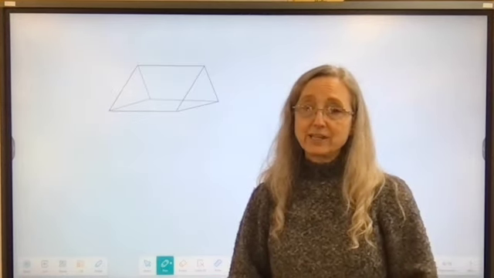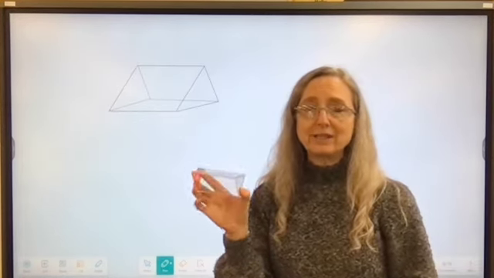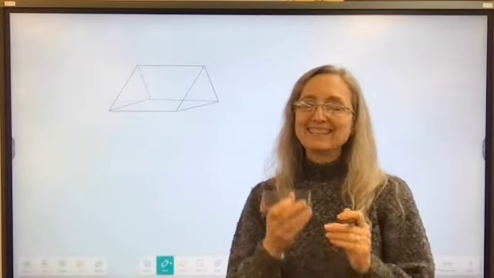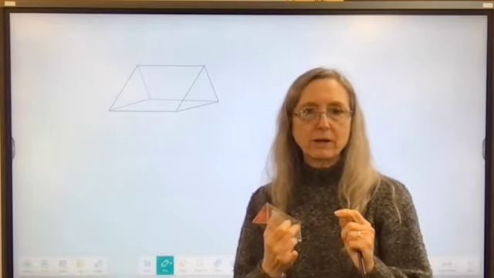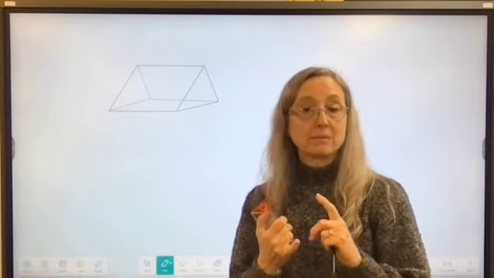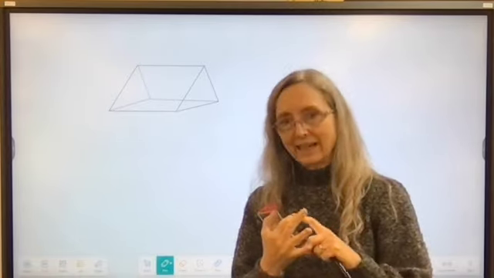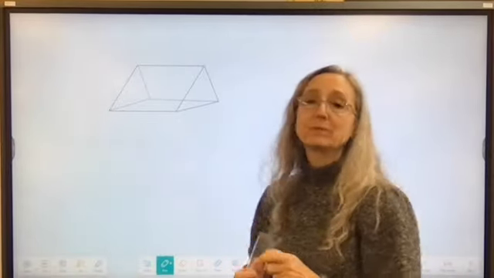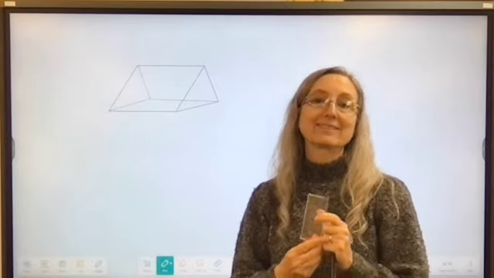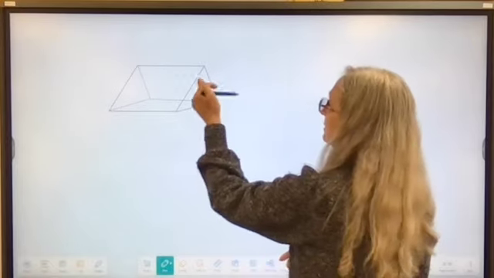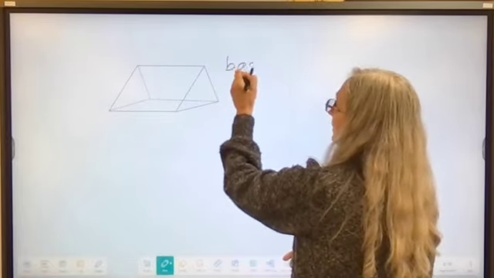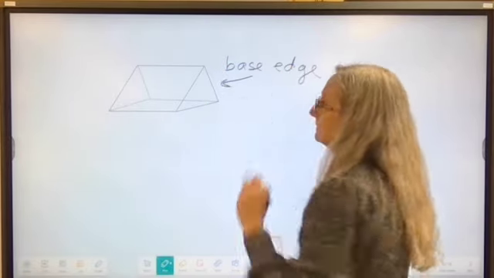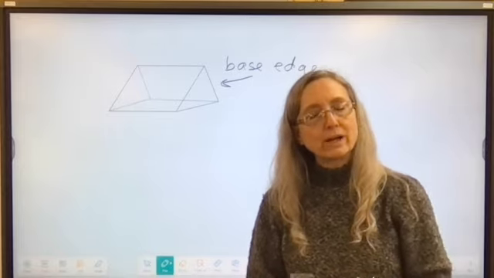I put a triangular prism on the board, and I have one in my hand. This triangular prism can be tricky because I talked about whether the edges were base edges or lateral edges. And you may not realize this triangular prism is actually laying on its side. So this is a base edge right here. That's a base edge. How do I know it's a base?